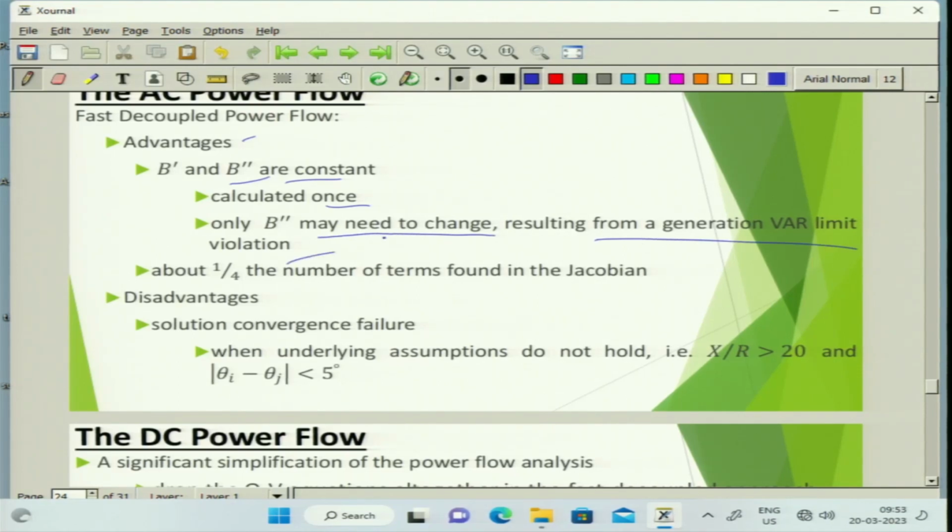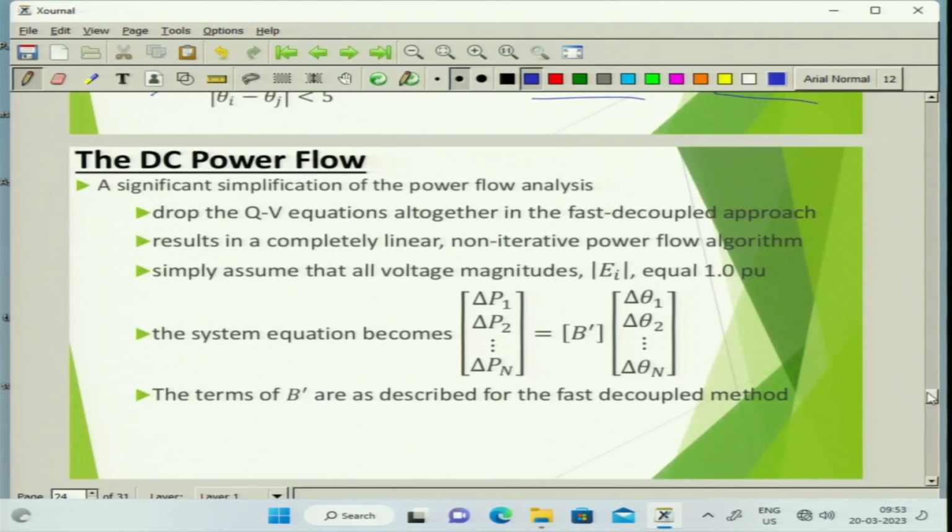If there is a var limit violation, that may change, because B double dash is relevant to reactive power. The number of terms is about 1/4 of the number of terms found in the Jacobian. The matrix becomes very sparse, with many zero entries, so calculations will be very easy. The disadvantage is solution convergence failure when underlying assumptions do not hold, that means if the x by r ratio is less than 10 or 20 and the angle is not within the limit.